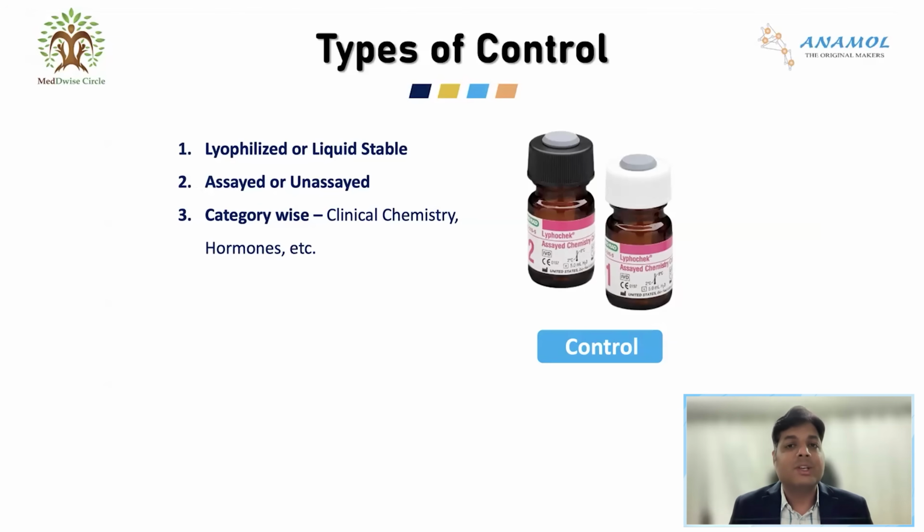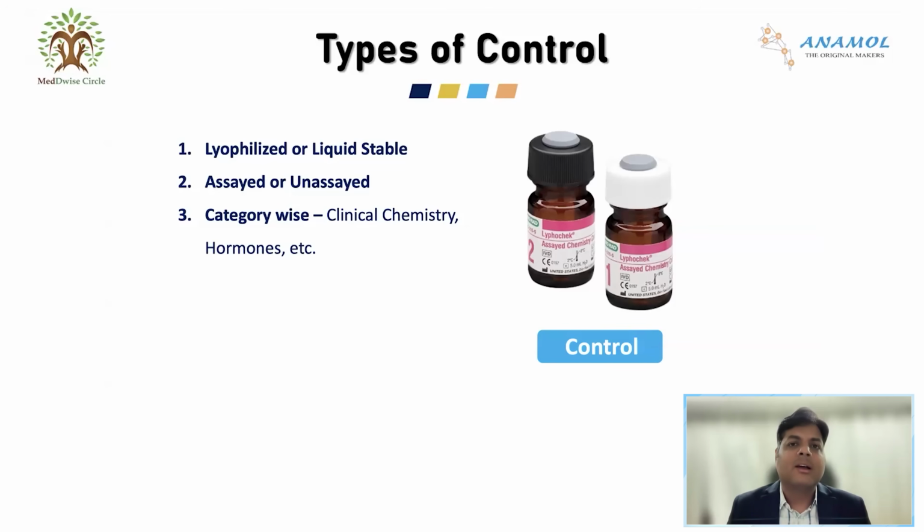Sometimes the liquid in the control is directly to be used in the pathology lab. This type of control is called a liquid stable control because the liquid is ready to use. But sometimes when we see the control vial, there is no liquid in it. There is a powder in the control vial. Here we have to add water and convert this powder into a liquid before using it. Such types of controls are called lyophilized.